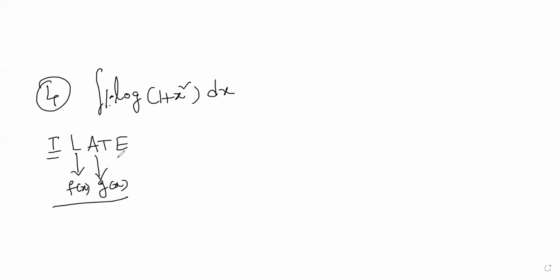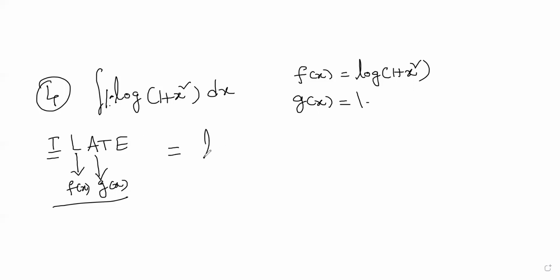So like this we start. My f of x is my first function, which is log of 1 plus x square. And my second function g of x is nothing but 1. This is how we start. And now let's integrate this f of x, that is log of 1 plus x squared, into integral g of x, that is integral 1 dx. So I am writing it as 1 into log of 1 plus x square. This log of 1 plus x square is my f of x, and this 1 is my g of x. That is how we started. Okay.